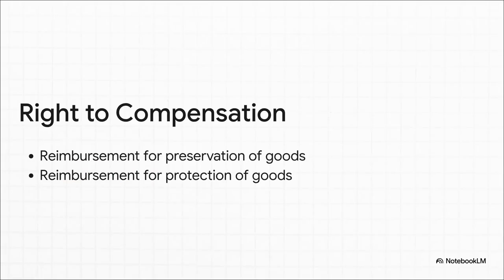Following that, we have the third right to compensation for expenses. Read the bullets: reimbursement for preservation of goods and reimbursement for protection of goods. Now, why are these specific preservation expenses a statutory entitlement? Well, it's because the law doesn't expect the finder to be out of pocket just for being a good Samaritan. Think about it. If you find a stray cow and you have to feed it fodder for a week, you have preserved that cow. The true owner absolutely must reimburse you for that fodder.